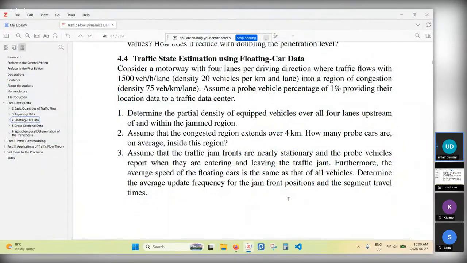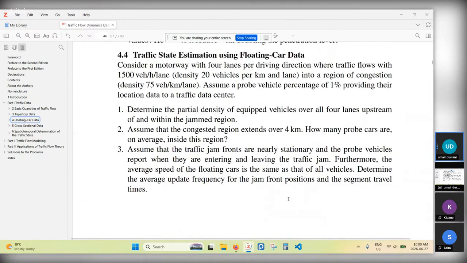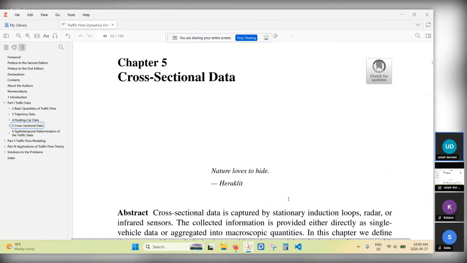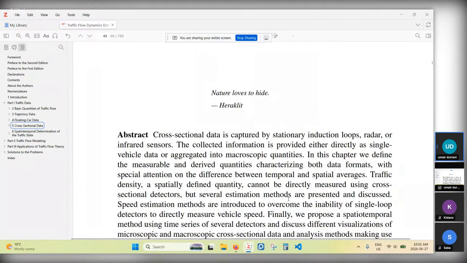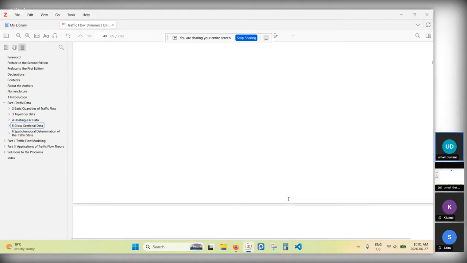So today we are going to resume our discussion from the exercises in chapter 4, the floating car data chapter. We have two sections, traffic state estimation using floating car data and analysis of extended floating car data. Once we are done with these two, we are going to start the next chapter, which is about cross-sectional data. We'll not cover a lot of it today, but we'll get to complete some of the introduction. And then we are also going to start adding equations from this book to our Python package.